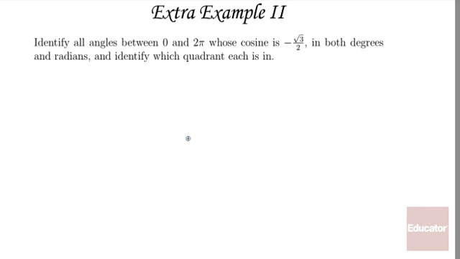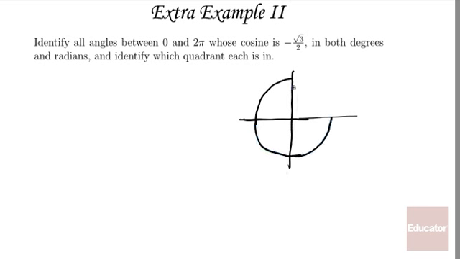Let's try one more example here. We want to identify all the angles between 0 and 2 pi whose cosine is negative root 3 over 2. So I'll start by drawing my unit circle. That's not quite straight. Let me straighten that up a little bit. Okay, cosine is negative root 3 over 2.